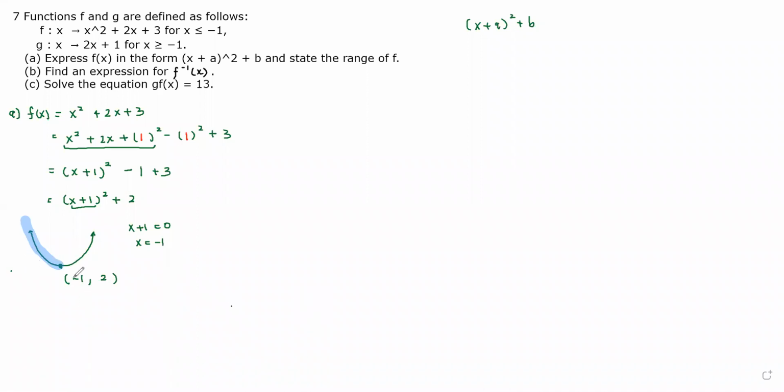And we can see that the y value for this branch, where x is less than or equal to -1, y is greater than or equal to 2. The y values will give us the range of f. Therefore, the range of f is any real number that is greater than or equal to 2.